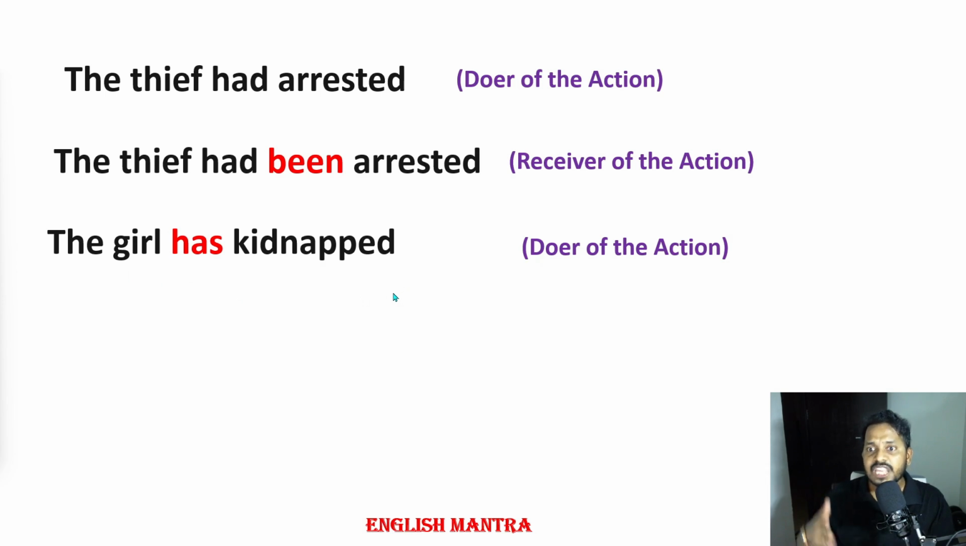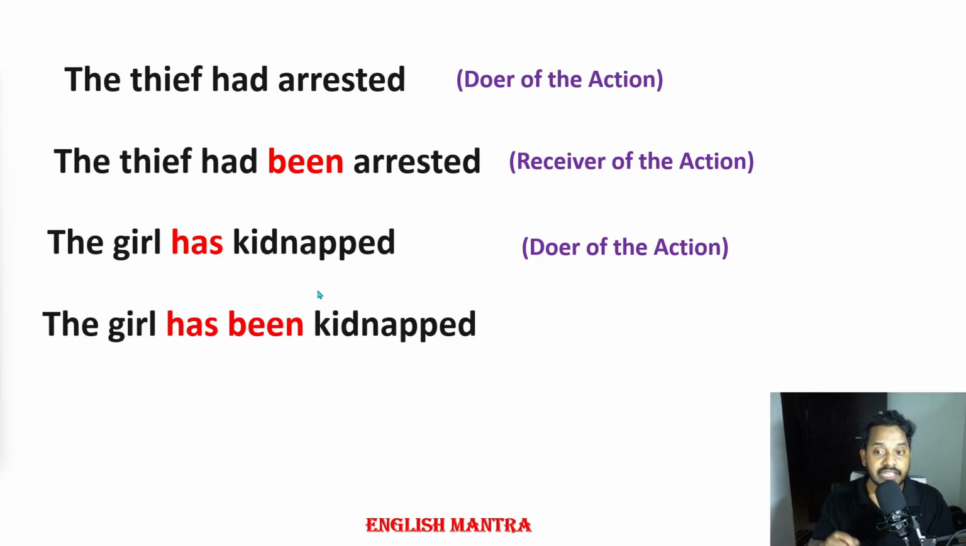But what if she has been kidnapped? Then I should not say the girl has been kidnapped. I must use be form plus V3. So it should be the girl has been kidnapped. Now the girl is the receiver of the action. Did you get my point?